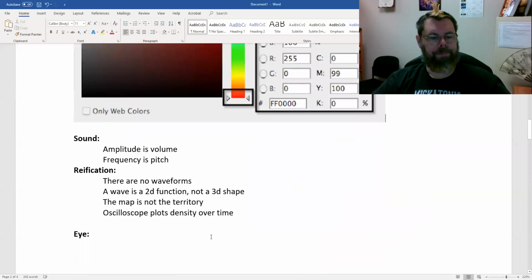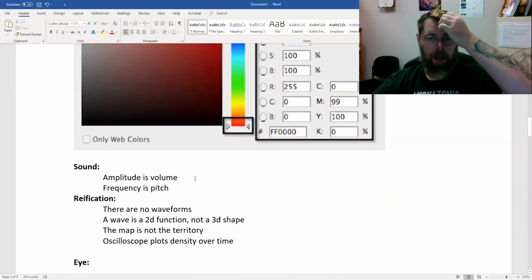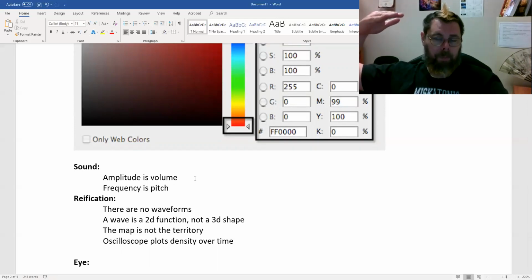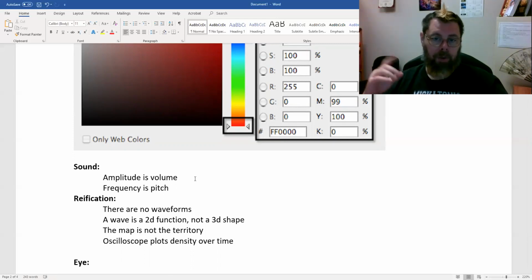Good. When we're dealing with sound, we're saying the amplitude, that tallness of the waveform, that's volume. The stronger the pressure wave, the higher pressure air being pushed along. Again, the more chances you're going to activate the cilia in the cochlea.